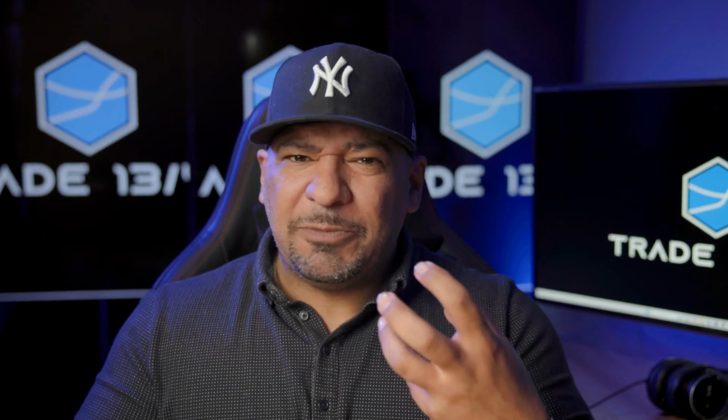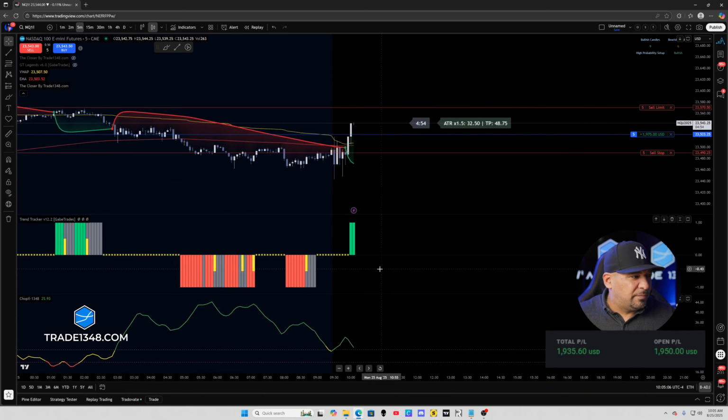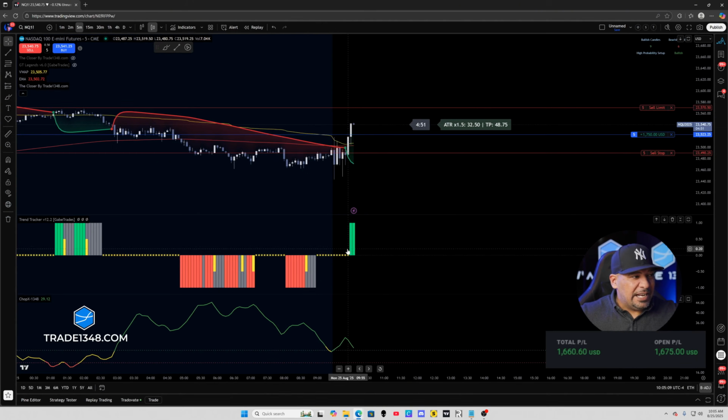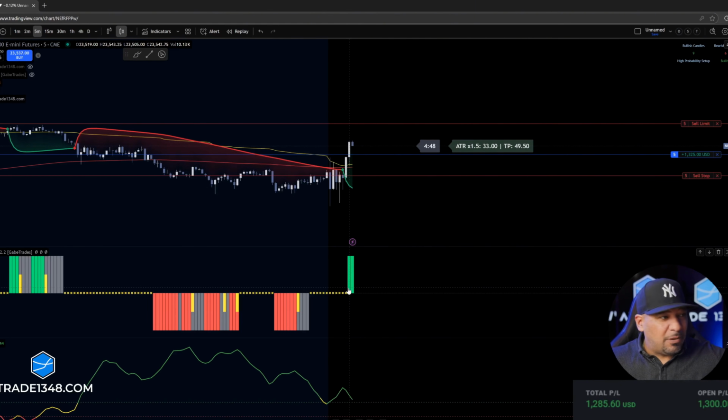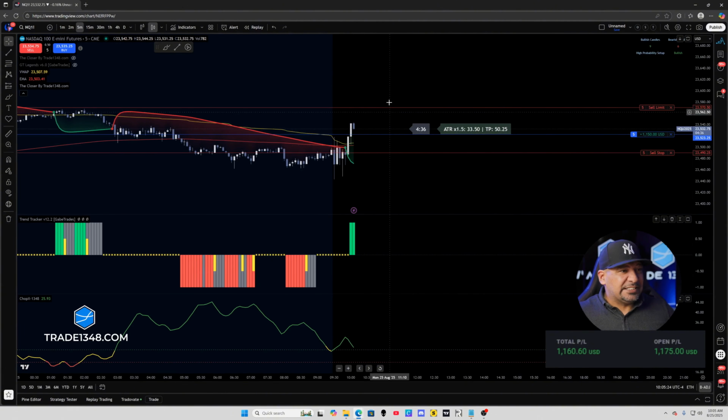And also, I want to show you guys something. Trend Tracker also gives us somewhat of a histogram here, right? So let me expand on the panel, and it gives us our exact entry points right here, as you can see. Our trade designs, let's see if we have an entry trade design here.